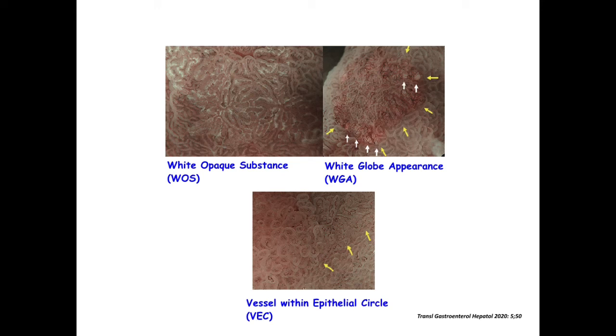In the bottom image, you see the round surface structures, which are called epithelial circles. And within the epithelial circles, you see these abnormal blood vessels. This appearance is called vessel within epithelial circle. If you see this finding, this again is suggestive of a papillary type of gastric cancer. So there are other findings as well which can help us in picking up early gastric cancers.